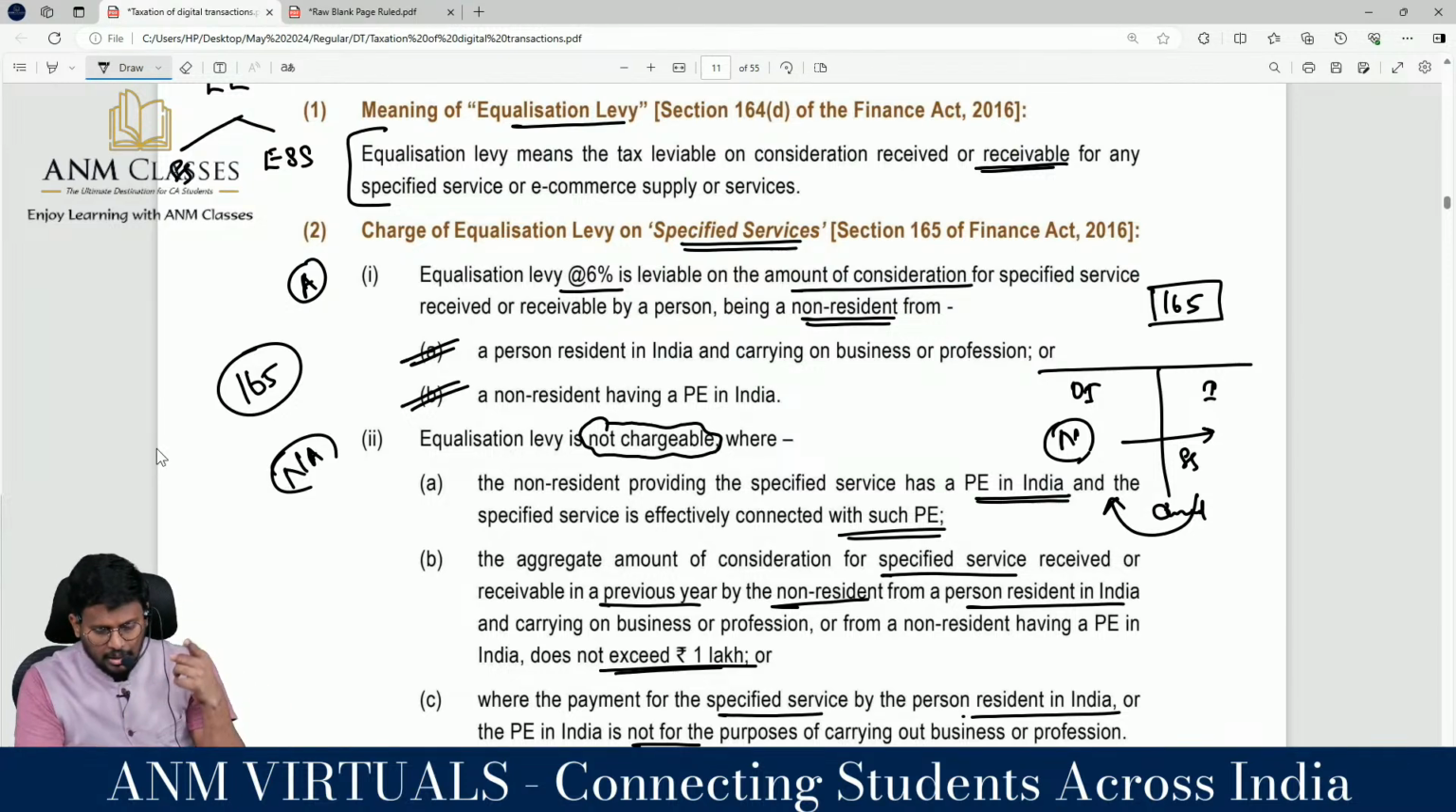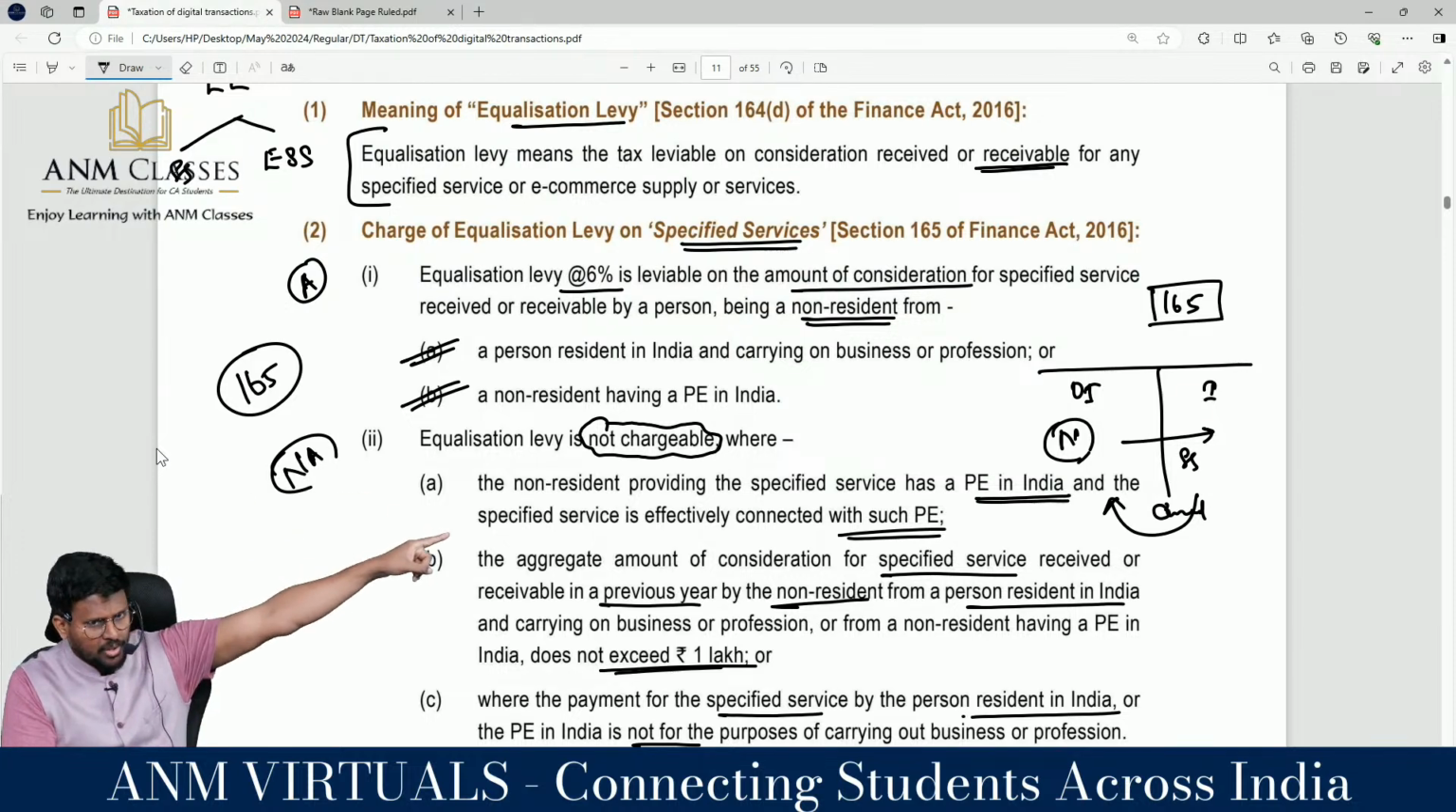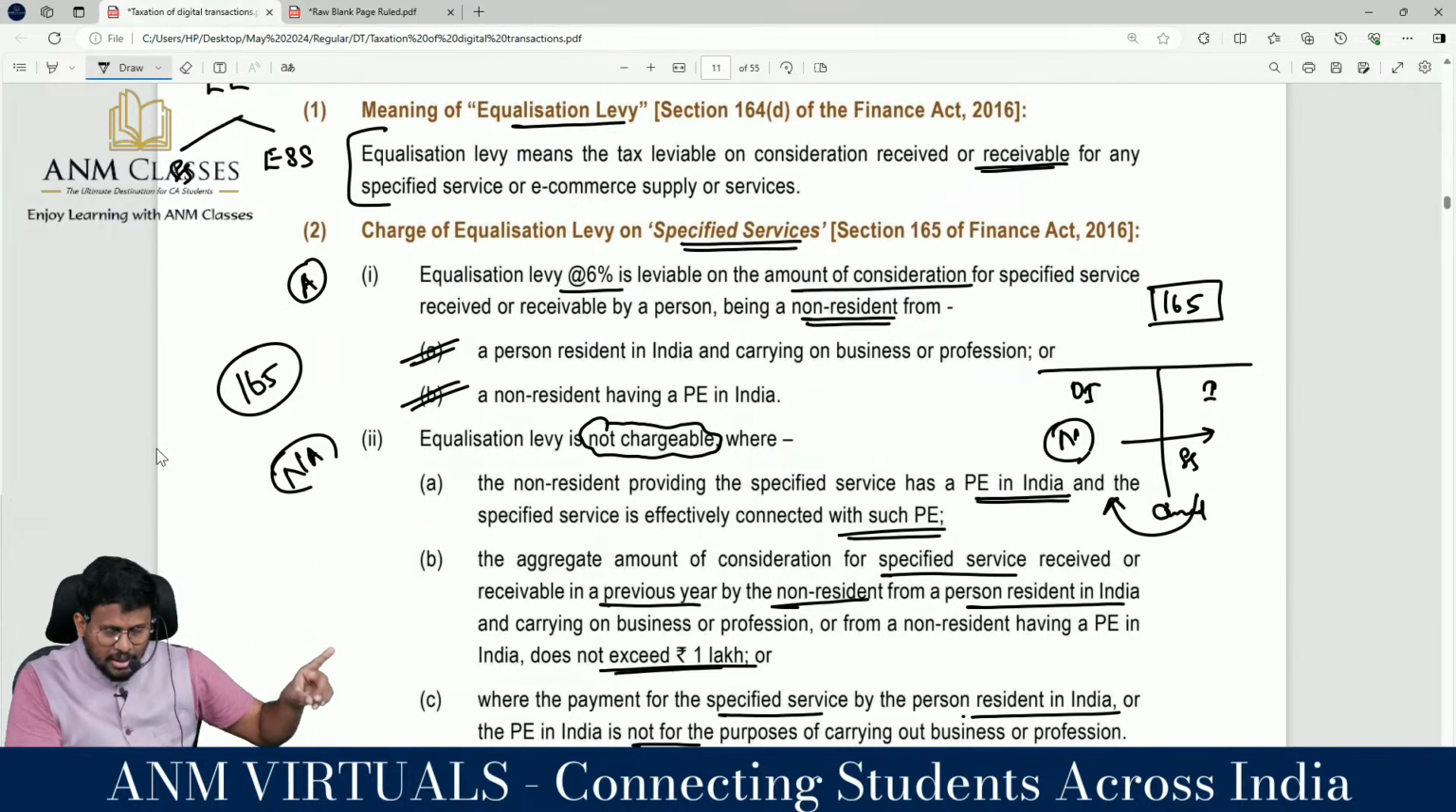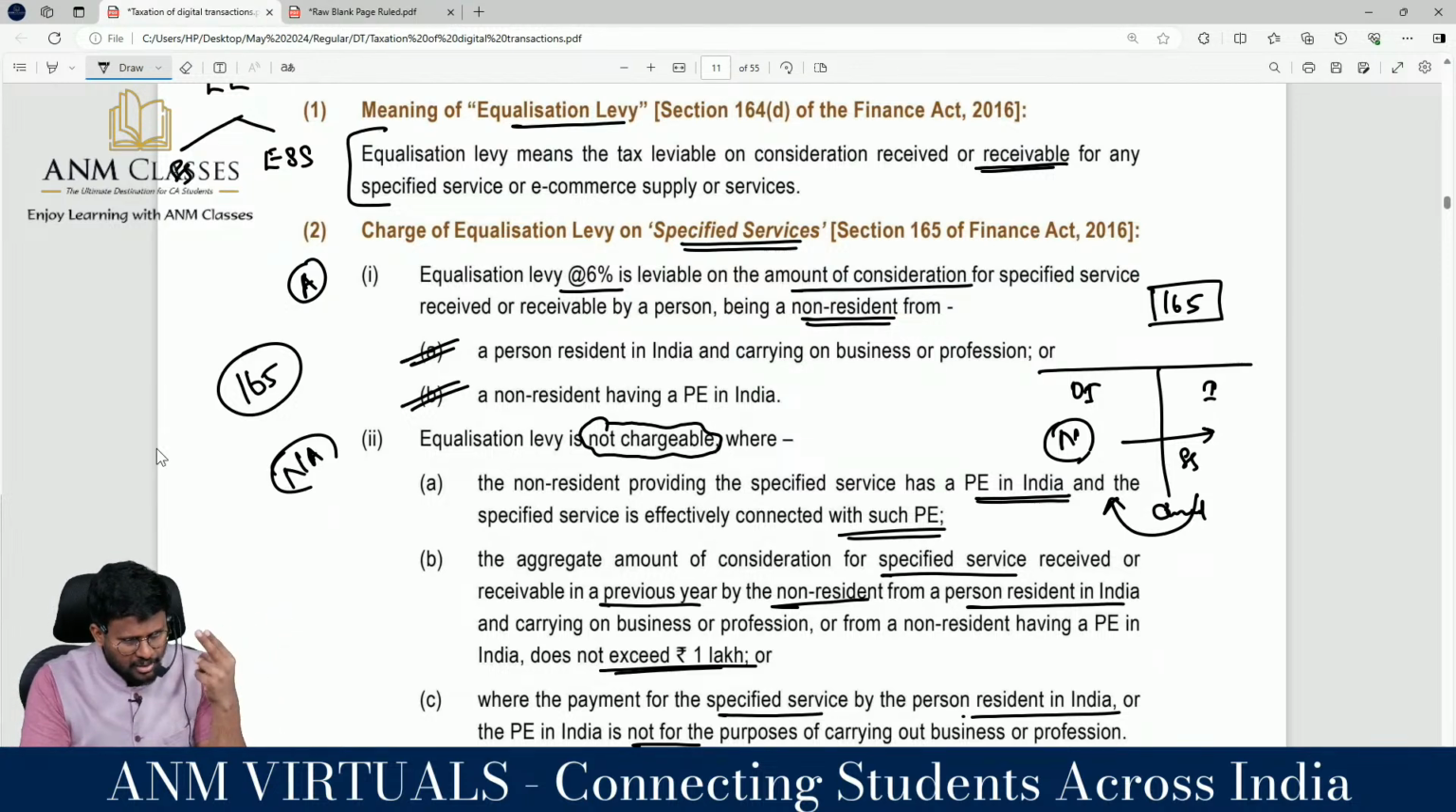Number one, sir, there should be a person who is a non-resident. The non-resident should provide specified services. What they provide should be specified services, to a specified person, for whom we have a specific definition. Correct? To a specified person who is located in India, that is, in the taxable territory of India. Then the specified person located in India is liable to equalization levy at the rate of 6%.